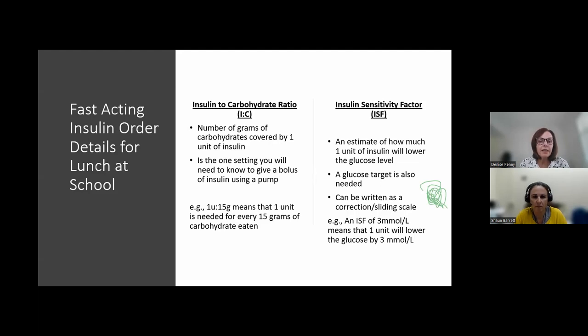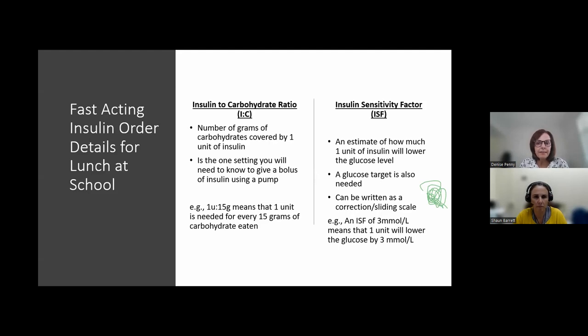This is the one setting that you will need to know to be able to give a bolus of insulin using a pump. And more so for you to be able to reflect on that dose that the pump is recommending. If you know the insulin to carb ratio, then it would make sense to you what that insulin dose would be.